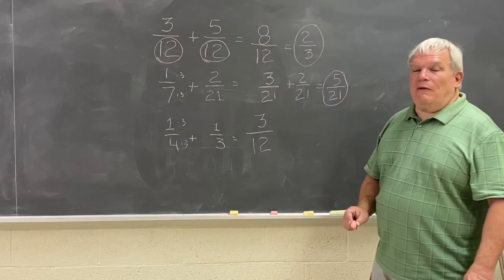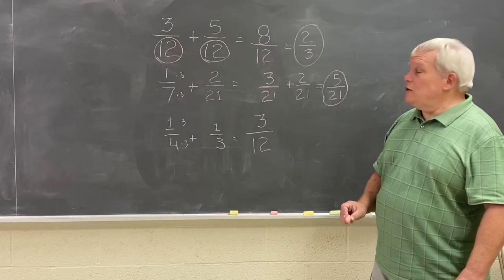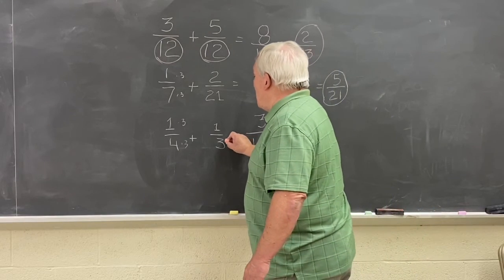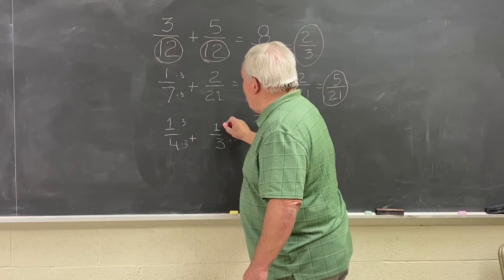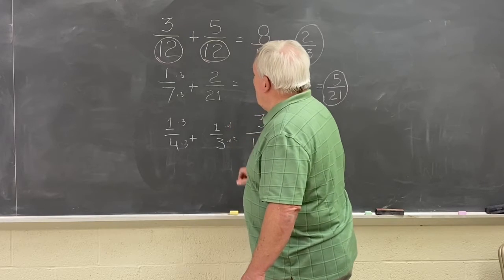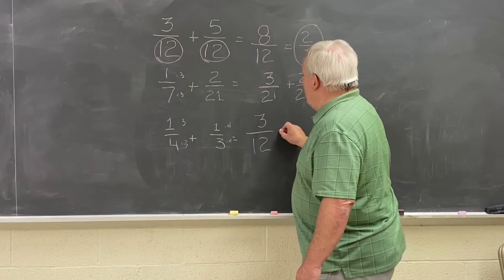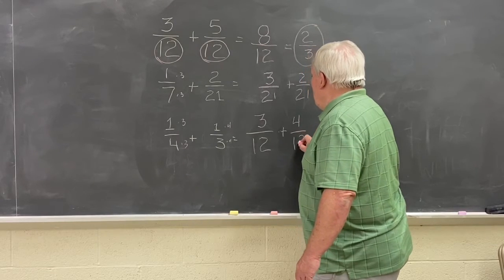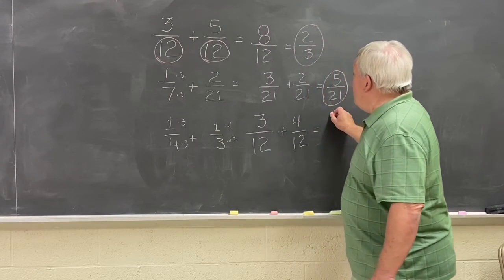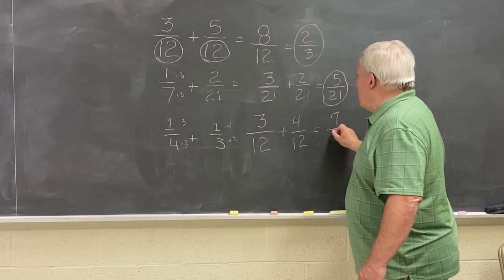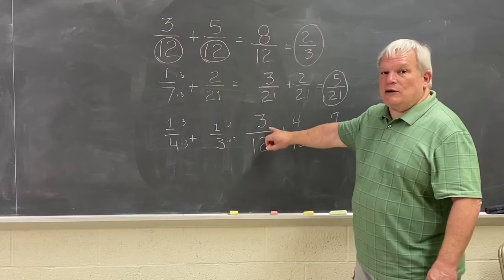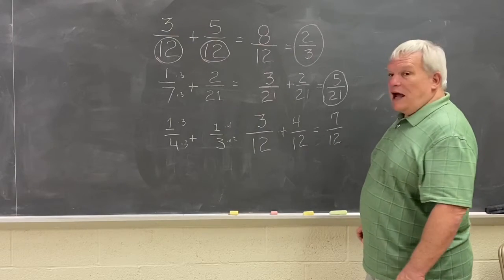Then I have to convert 1/3 also to 12ths. 3 goes into 12 4 times, so I have to multiply the denominator and the numerator by 4. So 1 times 4 is 4, and 3 times 4 is 12. So I add 3/12 and 4/12, and I get for my answer 7/12, because remember, our denominator is the same. All we have to do is add our numerators.